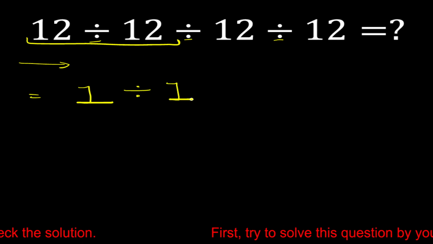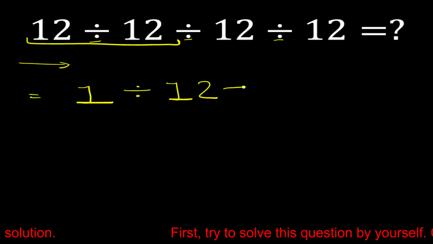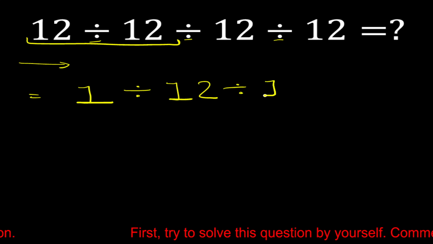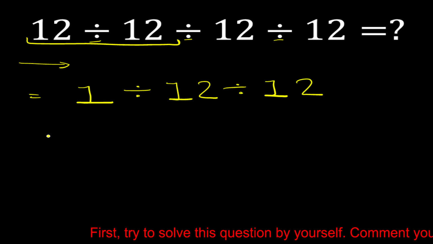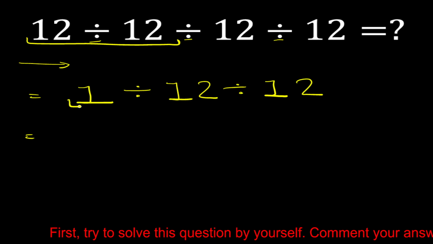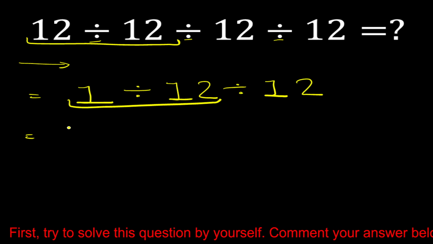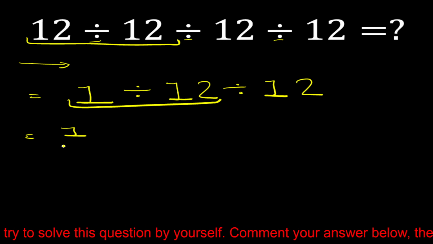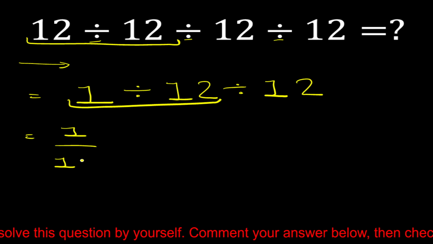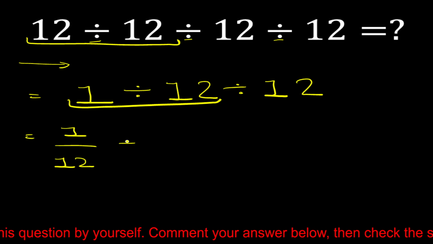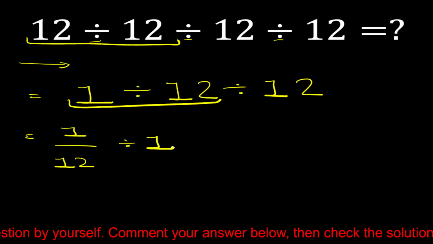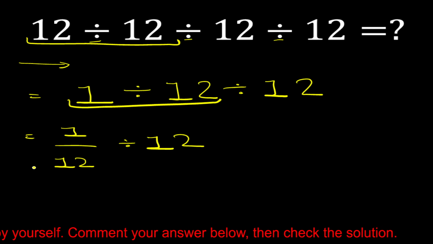Divided by 12, divided by 12. Okay. Now 1 divided by 12 can be written as 1 divided by 12 divided by 12. Okay.